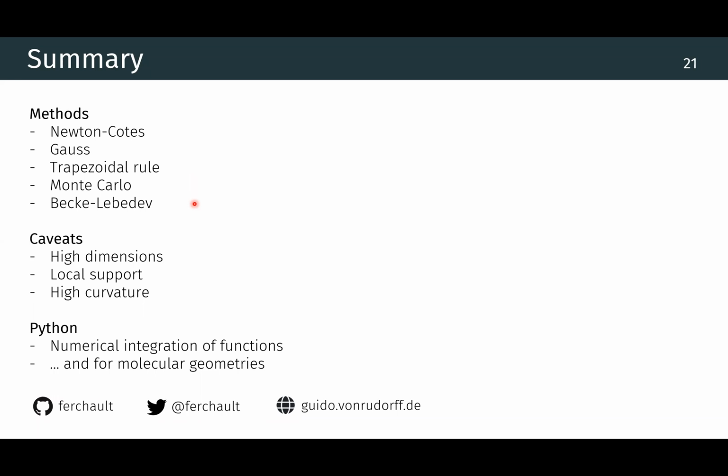And we have looked at molecular integration methods, the Becke-Lebedev grid. We have discussed that in particular high dimensions are a problem. Again, the local support, so it's basically the same concept as in the optimization lecture, and that high curvature or high gradients are typically related to a higher integration error, depending on what order of polynomial you look at. And we have checked in Python how you can do integration for both functions and molecular geometries. So with this, today's lecture would be over unless you have any questions in the chat.